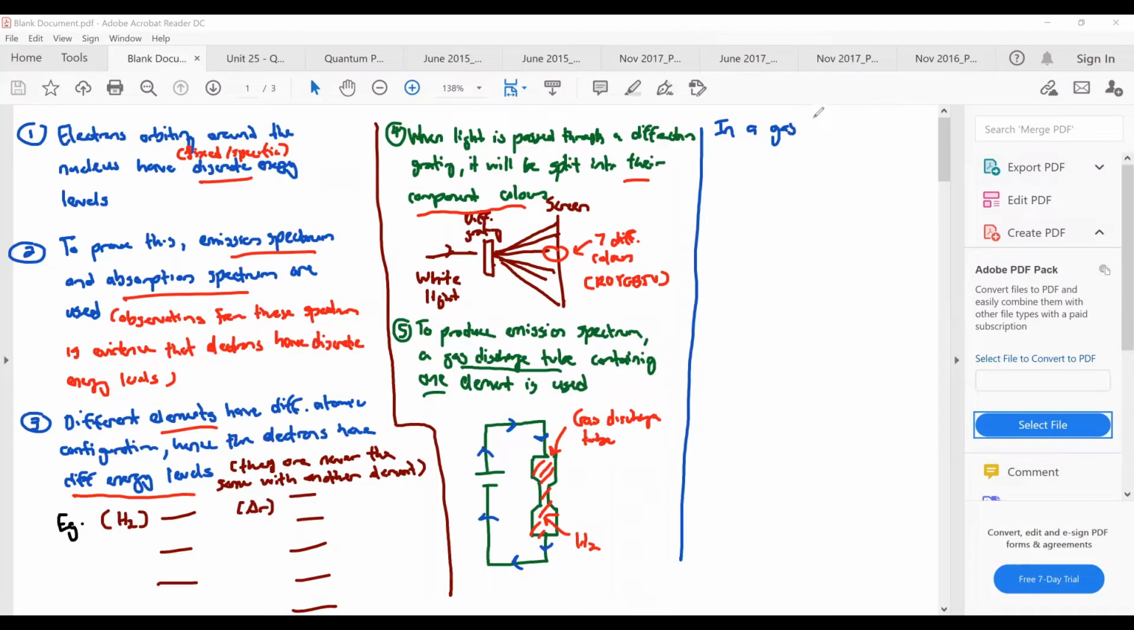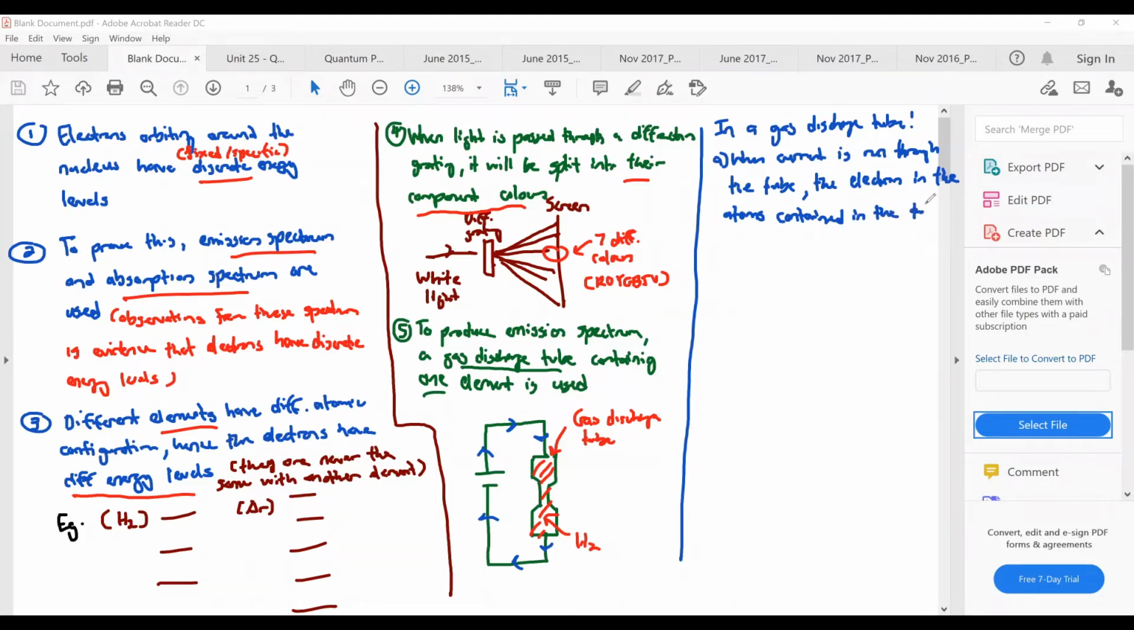In a gas discharge tube, when current is run through the tube, the electrons in the atoms contained in the tube gain energy and jump to higher energy levels. Okay, so the first thing you can just say is this: in a gas discharge tube, when current is run through the tube, the electrons in the atoms inside the tube will gain energy and jump to higher energy levels.